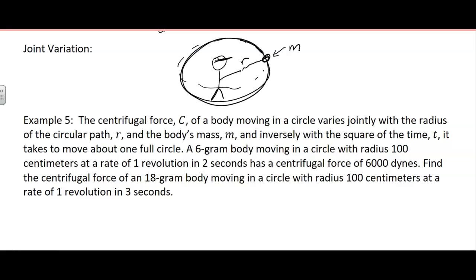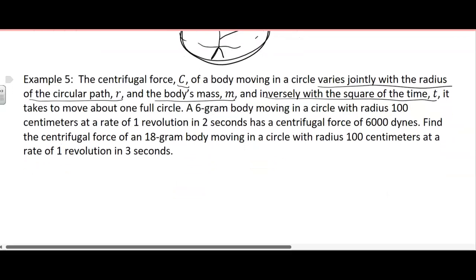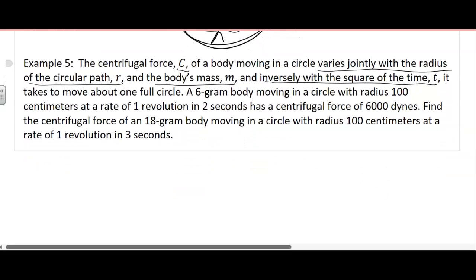That's called the centrifugal force. So it says the centrifugal force C of a body moving in a circle varies jointly with the radius of the circular path r and the body's mass m, and inversely with the square of the time t. Okay, so there's quite a bit going on here.